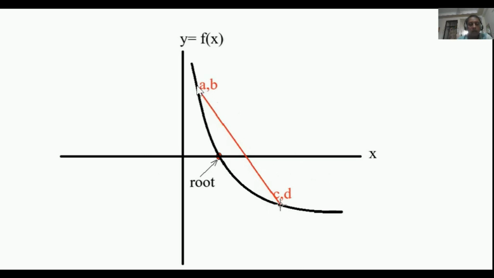Now I fix point A, B and turn this line about it, making A, B the pivot and turning in the clockwise direction. The point of intersection of this line with the curve also shifts toward the left. Ultimately, as I turn it, that point of intersection comes closer to the root, and finally it is very close. This is the principle of the Regula Falsi method. So let's learn how it works to find the approximate root of a function.